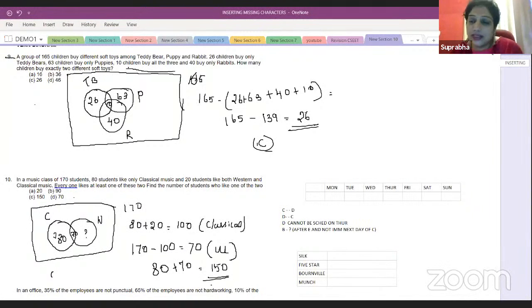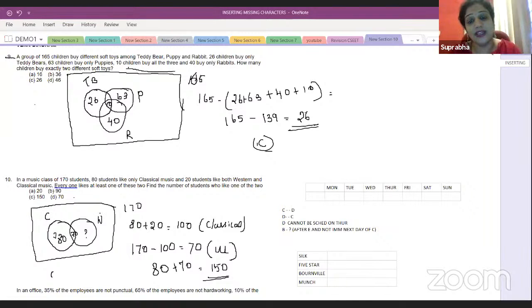Okay, so I think where you got mistaken or misunderstood is in "find the number of students who like one of the two." In these two they are liking individually, so they didn't ask you for classical individual or Western individual. Automatically, who like both individually, you'll have to take: the number of students who like classical is 80, the number who like Western is 70, add it up, give the answer.